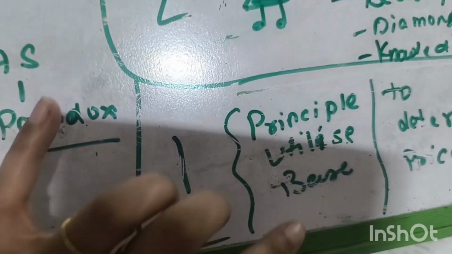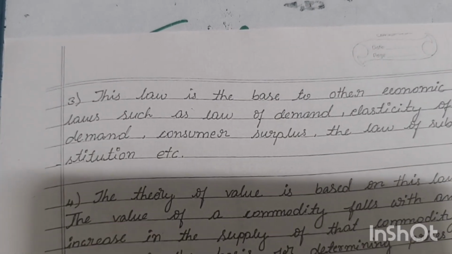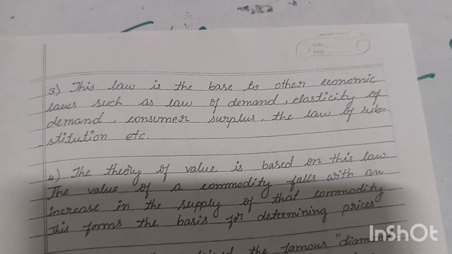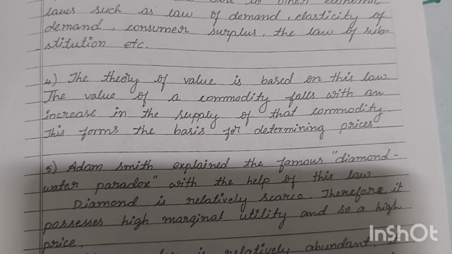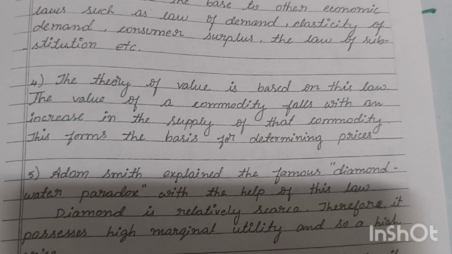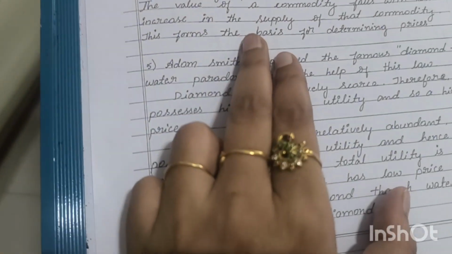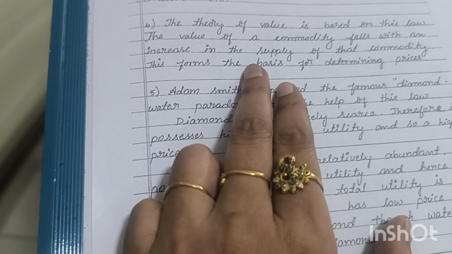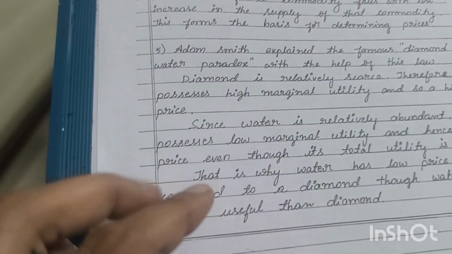Next, for base, this law is a base for many other laws, such as law of demand, elasticity of demand, consumer surplus, etc. Next, the theory of value is based on this law. The value of a commodity falls with increasing supply of the commodity. This forms the basis for determining the prices. So for determining prices, this is the keyword.